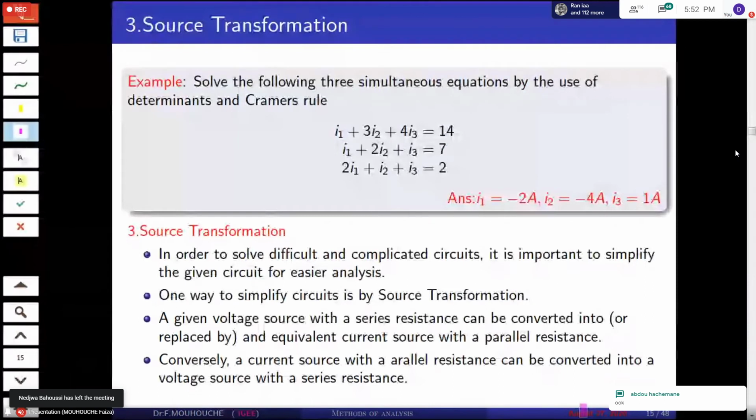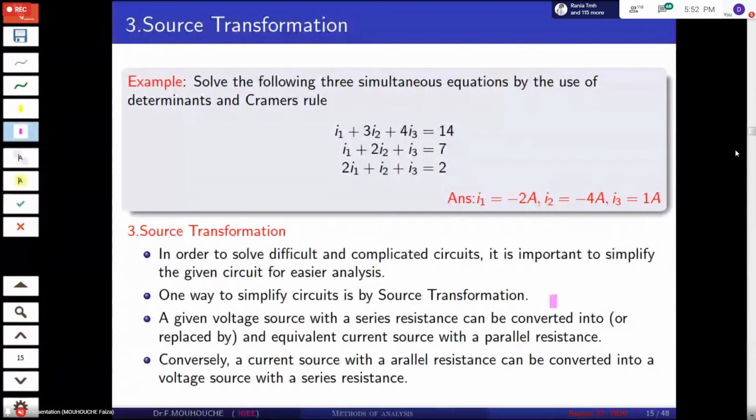We will pass to the source transformation. In order to solve difficult and complicated circuits, it is important to simplify the given circuit for easier analysis. One method to simplify the circuit analysis is to use source transformation. A given voltage source with a series resistance can be converted into, or replaced by, an equivalent current source with a parallel resistance, as shown here.